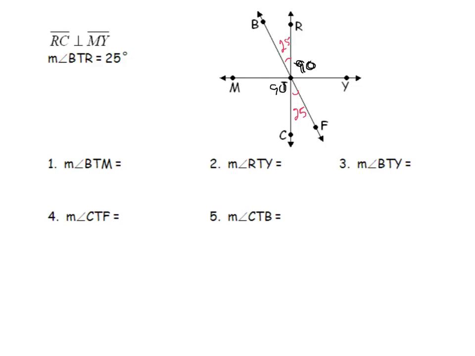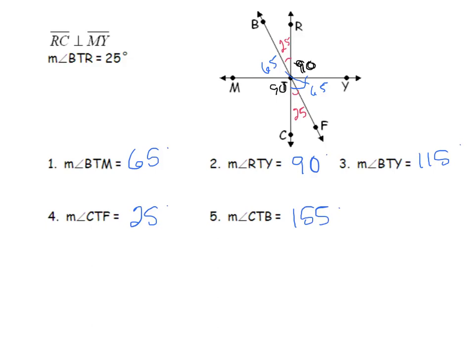Now we also have some more information. We know that these are 90-degree angles, and if this part's 25, using your angle addition postulate, you can figure out that if you were to take 90 degrees, subtract the 25, it would give you YTF as 65 degrees. Now again, if YTF is 65 degrees, the vertical angles make BTM also 65 degrees. So I filled in my picture. I would like for you to go ahead and fill in 1 through 5, please.